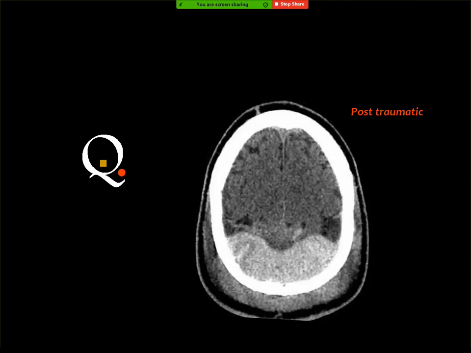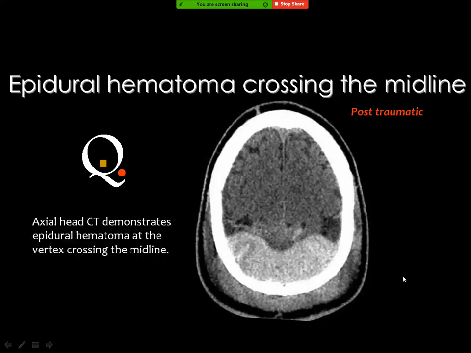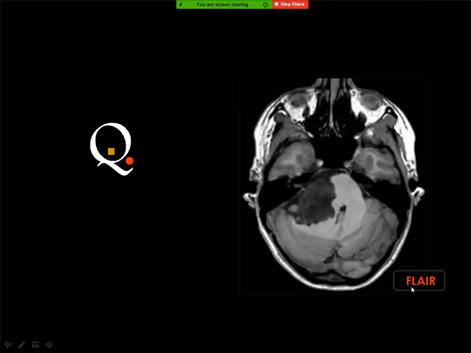CT brain: extradural hematoma. Very good. Yes, this is an epidural blood. And one of the criteria of epidural blood is that it crosses the midline, and you know that the epidural space is communicating with each other, but the subdural space is not.